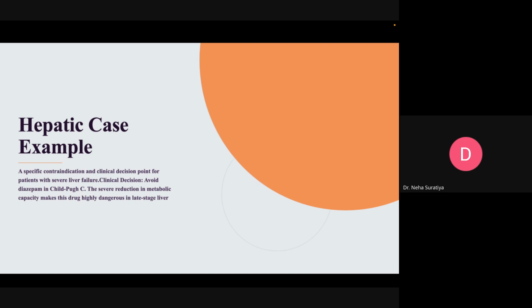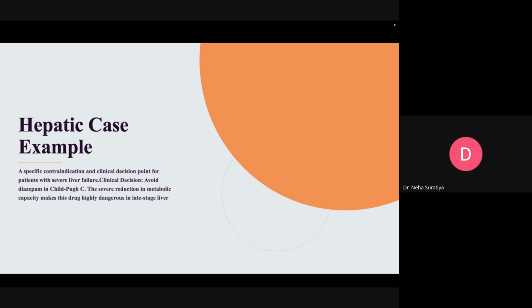Okay. I have a case example for your understanding. See, you need to understand this is where clinical judgment is being tested. Diazepam is a highly lipophilic drug. It has a long half-life, and it is extensively metabolized by the liver. And you can see in this case a specific contraindication and clinical decision point for a patient with severe liver failure.